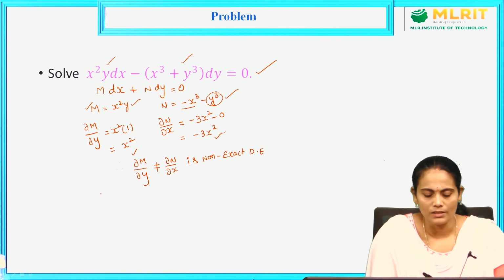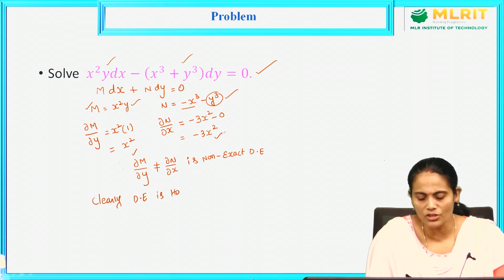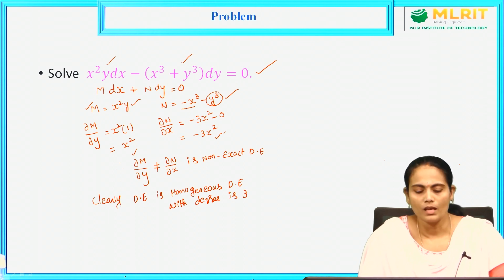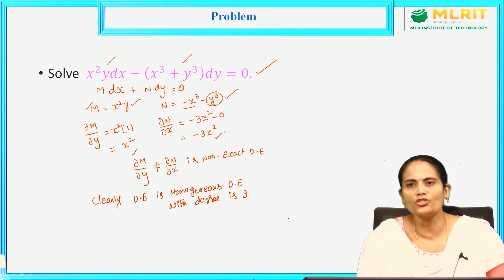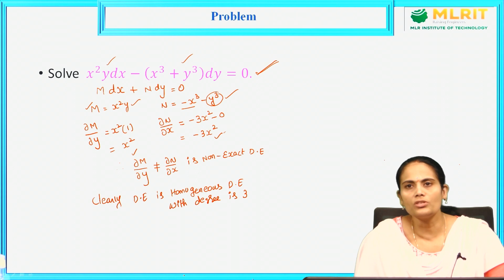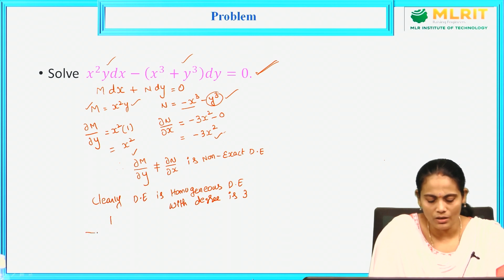So, clearly this is a homogeneous differential equation with degree 3. The degree of the function M is 3 and the degree of the function N is also 3. So, this differential equation is homogeneous. If it is a homogeneous differential equation, now we can find the integrating factor, which is 1 by (Mx plus Ny). So, now we are finding 1 by (Mx plus Ny). This is the integrating factor.